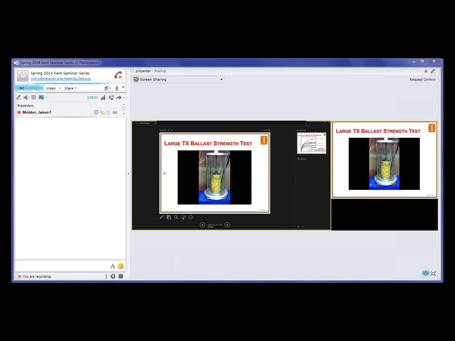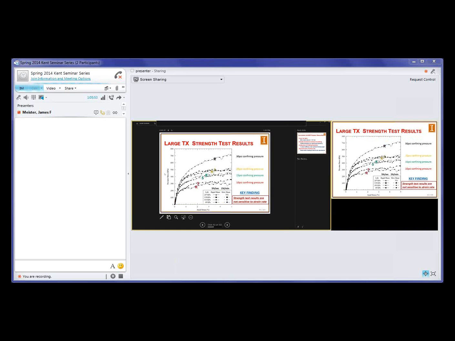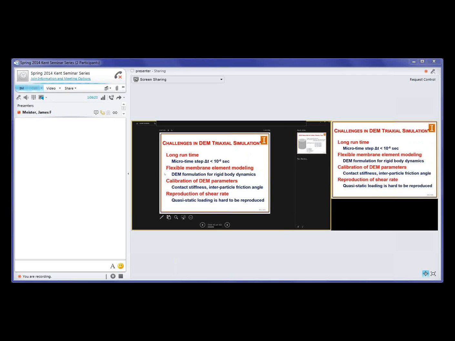From the experiment, we surprisingly find the strain rate does not significantly influence the strength properties. No matter if you shear it quickly or slowly, you get pretty much similar stress-strain behavior during the monotonic strength test. This is very important later on. So after we have the experimental data, the challenge is how can we simulate it in the discrete element method.